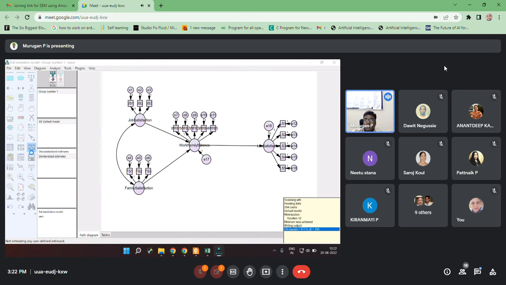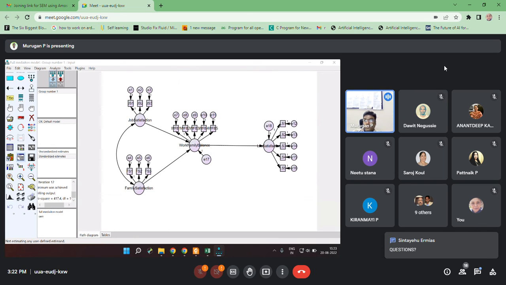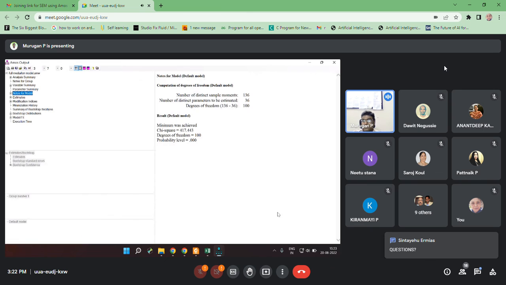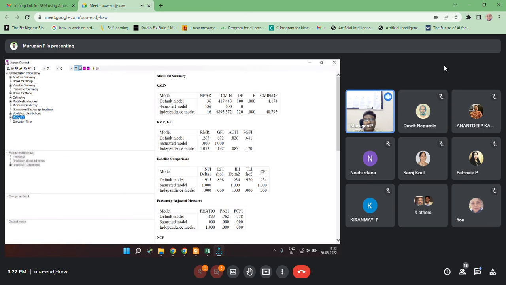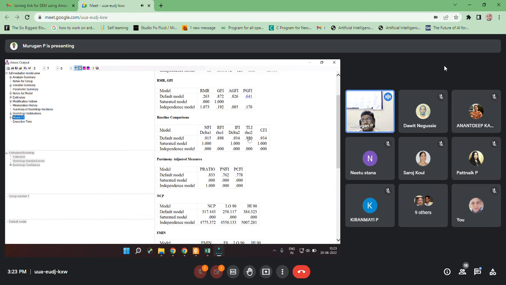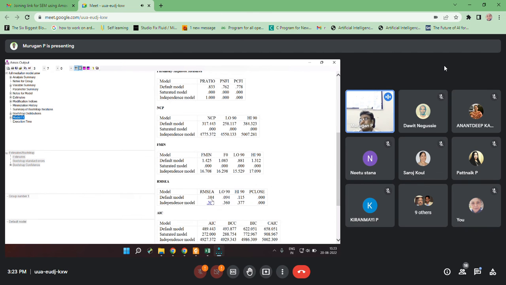So now I'm just running this same bootstrap only. Now I got the output. Yeah, you can ask the question, come to the live chat. If you look at the model fit for this, it is pretty good, but this model is not fitting well with the data compared to the partial mediation model. See, look at here, CMIN is 4.174, RMSEA is 0.104. RMSEA is not really great.